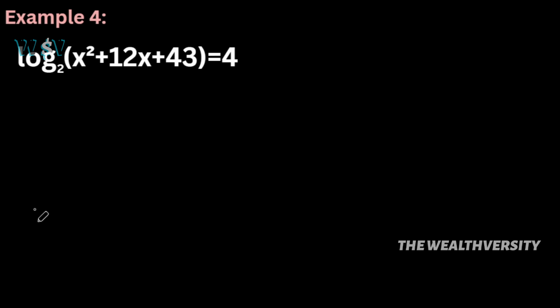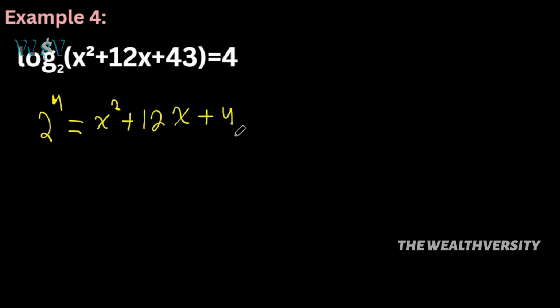We have log x squared plus 12x plus 43 with a base of 2 is equal to 4. Now this seems more complicated than the previous examples, but the steps are pretty much the same. Let's start by rearranging it to exponent form. 2 is the base, 4 is the power, and x squared plus 12x plus 43 is the result. So we get 2 to the power of 4 is equal to x squared plus 12x plus 43. Now we have to solve for x.